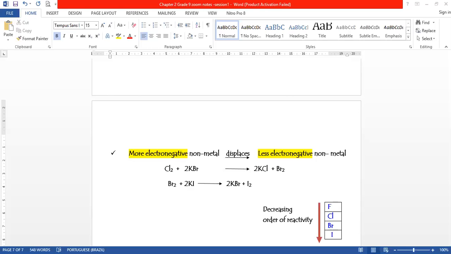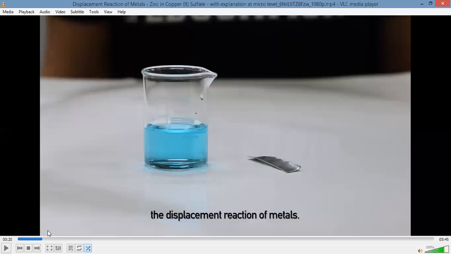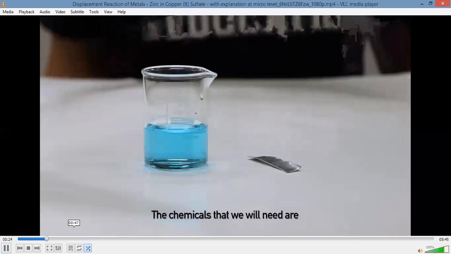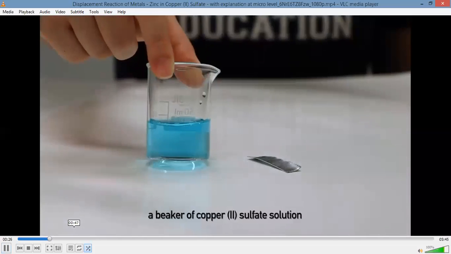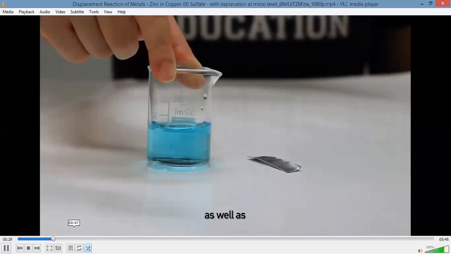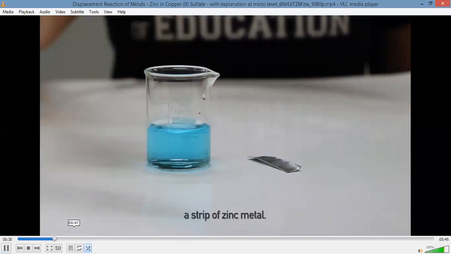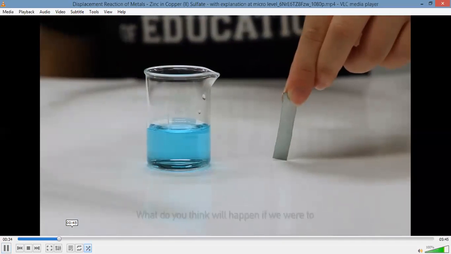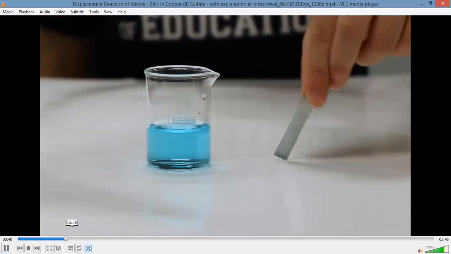Okay, so I'll share two videos on displacement reaction. The first one will be the reaction of zinc with copper sulfate. So observe. Reaction of metals. The chemicals that we will need are a beaker of copper 2 sulfate solution, as well as a strip of zinc metal. What do you think will happen if we were to place this piece of zinc into the solution? Let's find out.